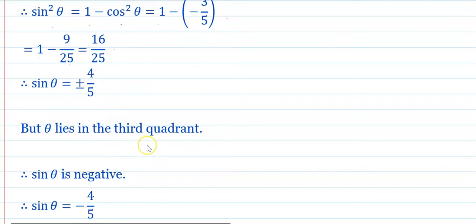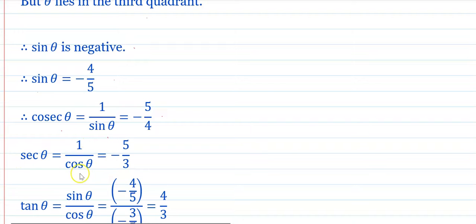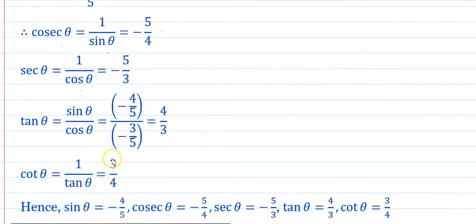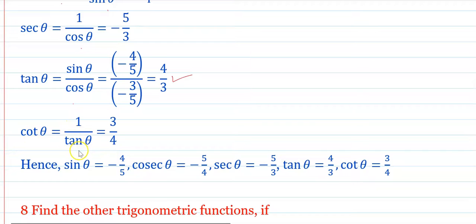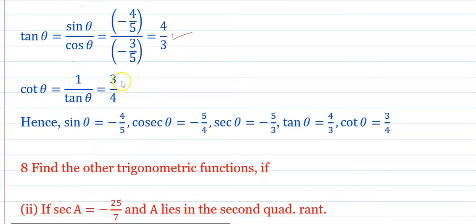Theta lies in third quadrant and sin theta is negative. Therefore, sin theta is equals to minus 4 by 5. Cosec theta is equals to 1 upon sin theta is equals to minus 5 by 4. Sec theta is equals to 1 upon cos theta is equals to minus 5 by 3. And tan theta is equals to sin theta upon cos theta, minus 4 by 5 upon minus 3 by 5. 5 gets cancelled and hence you are getting 4 by 3. Cot theta is equals to 1 upon tan theta, that is the reciprocal of tan, equals to 3 by 4.